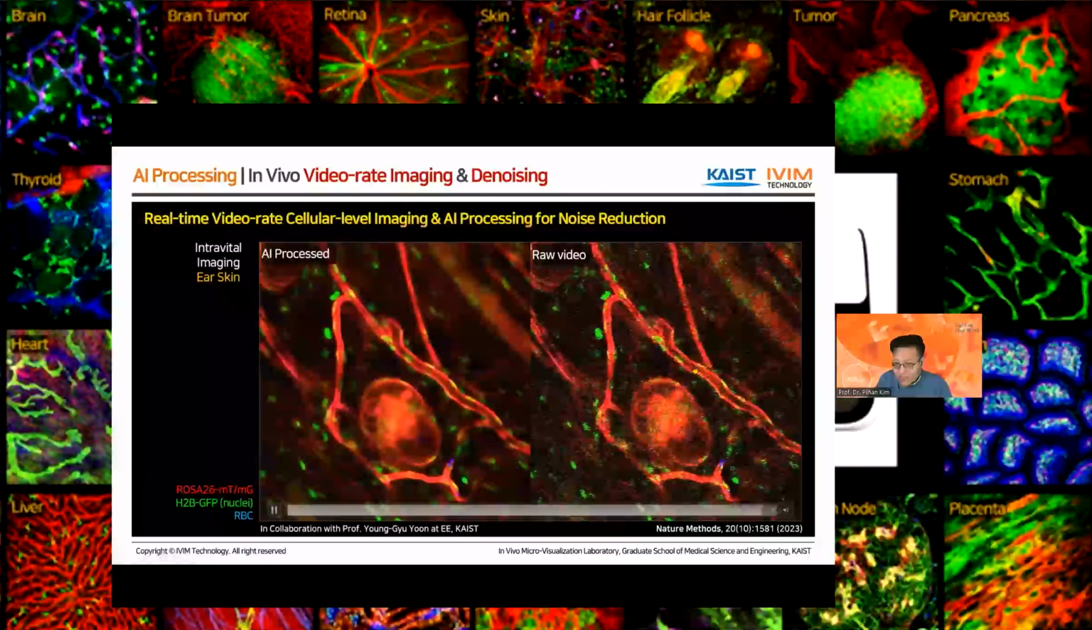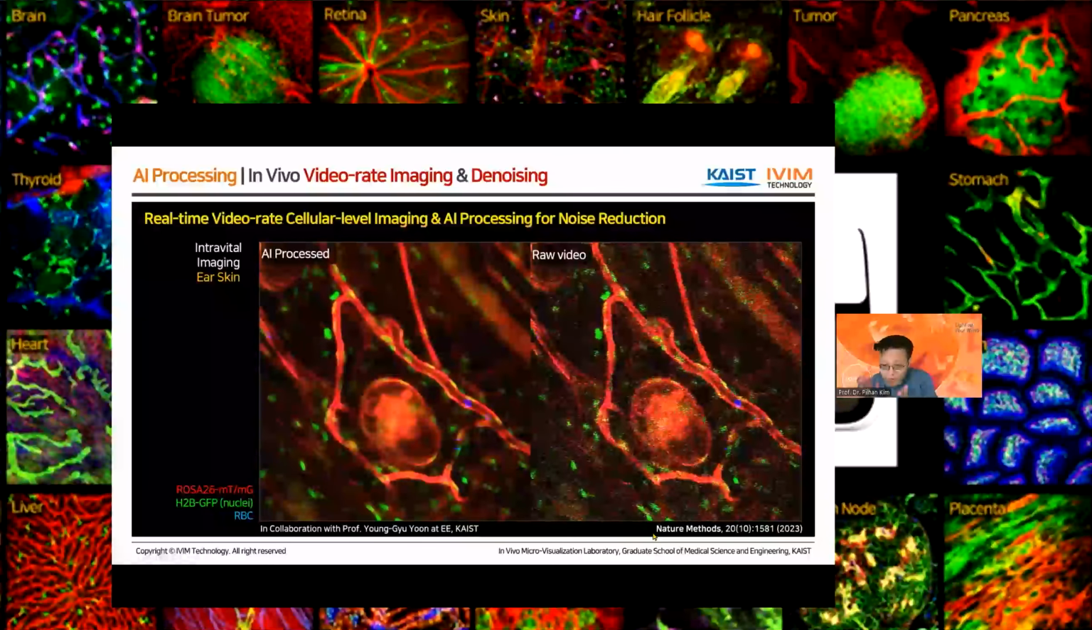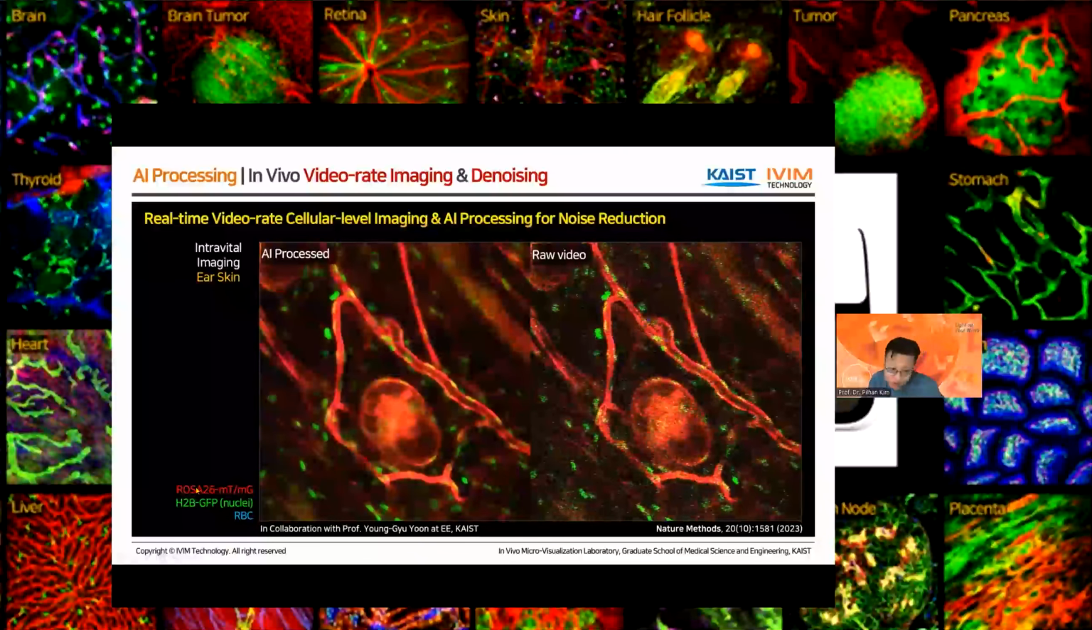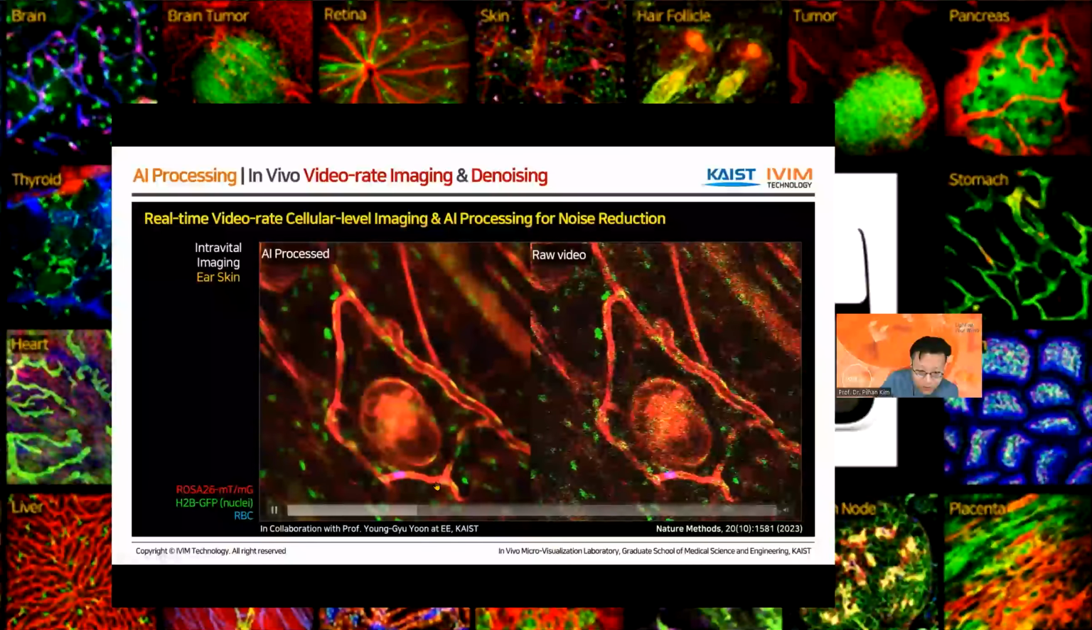On the right-hand side, this is a raw video taken from the ear skin of this mouse model, H2B-GFP and Rosa26 mTmG mouse model. And we also intravenously injected red blood cells. So you can see this blue color is the flowing red blood cells inside the vessel. In the real-time raw video, you can directly see these flowing red blood cells in blue color.